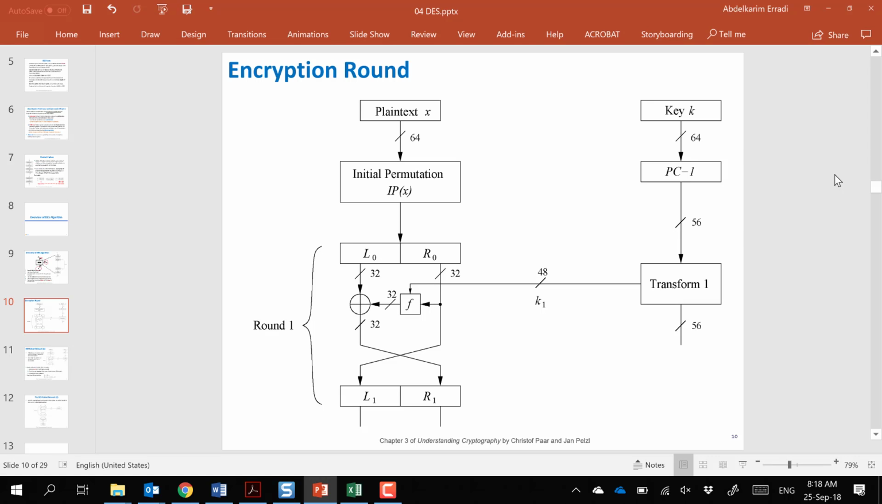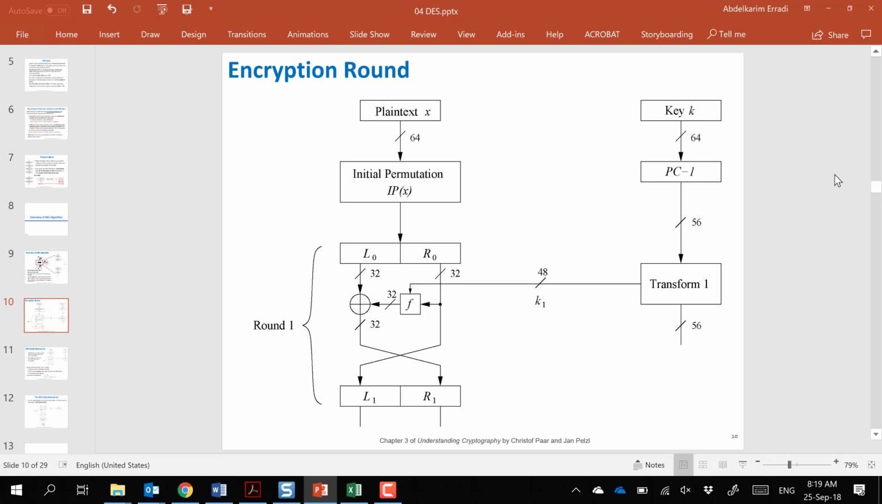Then the first step we do is the initial permutation. This is the plain text coming in, 64 bits. We do the initial permutation, and then we start our 16 rounds, one at a time. The first step, we take the 64 bits and chop it in half. So this one is the left half, and this is the right half. What is the size of each one? 32 bits, 32 bits, okay?